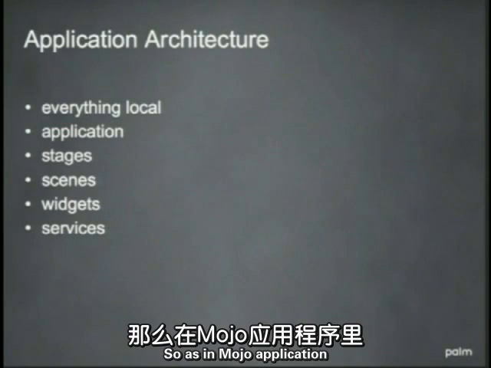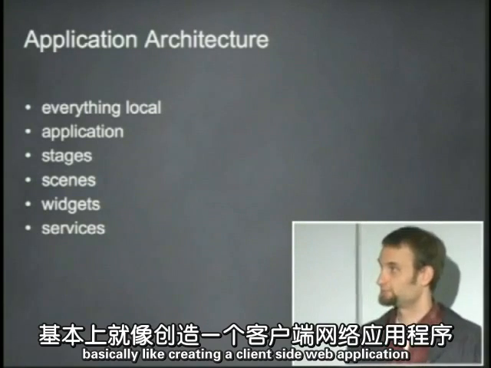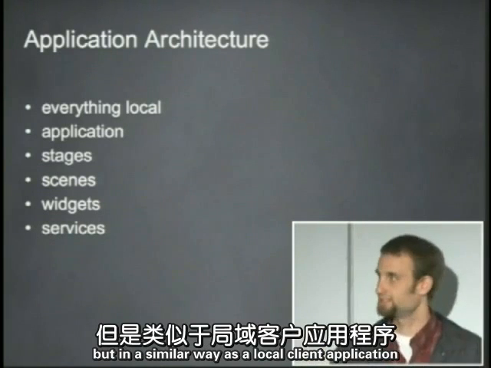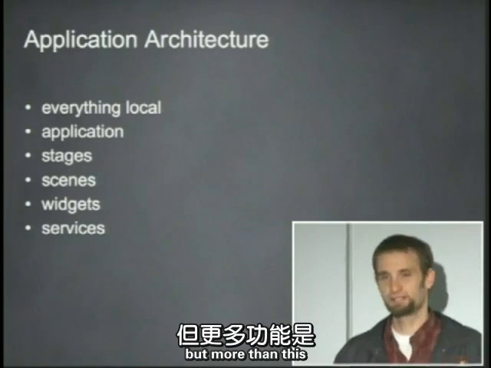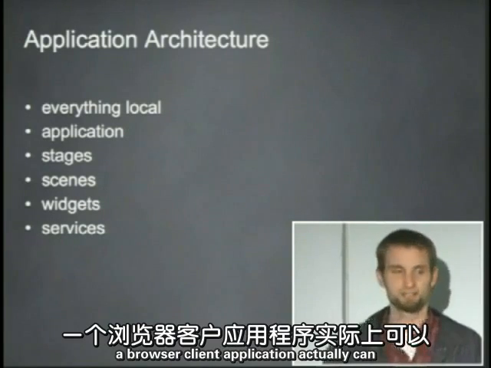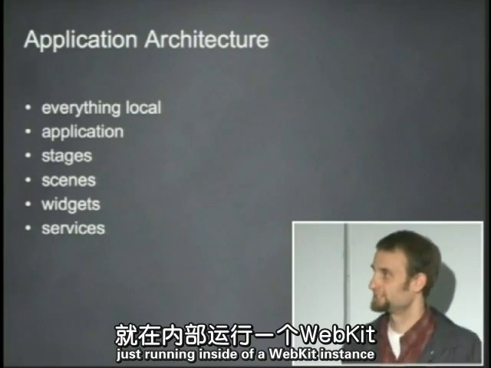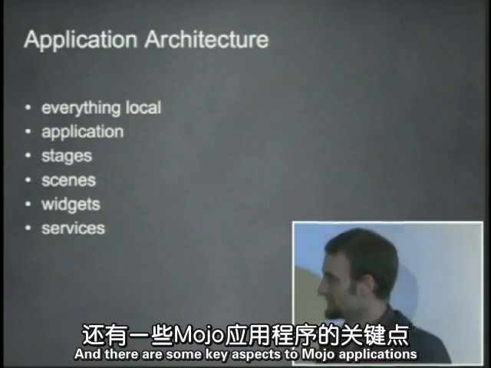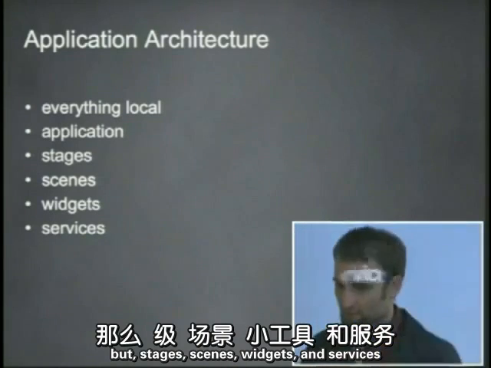With a Mojo application, it's similar to a web application, but everything is local, like you're creating a client-side web application. You can still interact with servers and all that, but see it in a similar way as a local client application. More than just a browser client application, you can actually tie into the device pretty well. So it's similar to a native application. Basically, it's a native application just running inside of a WebKit instance. There are some key aspects to Mojo applications, which I'll cover more: stages, scenes, widgets, and services.